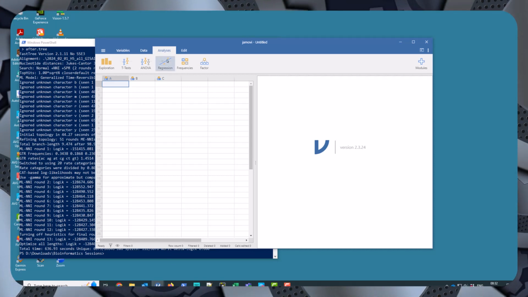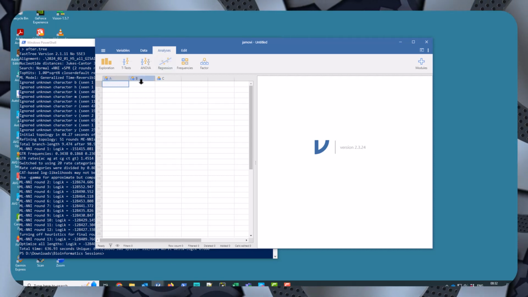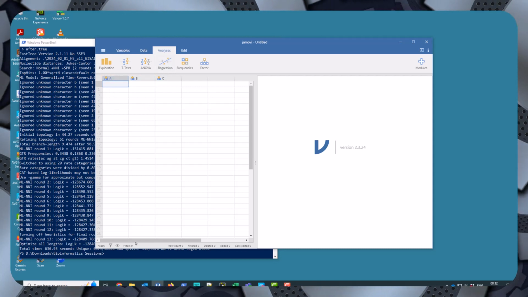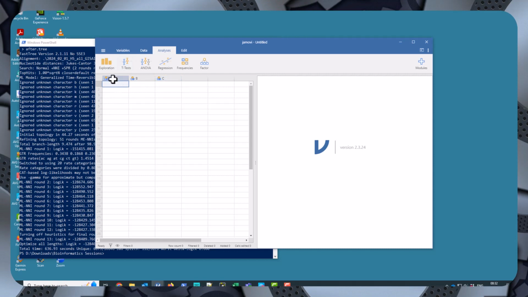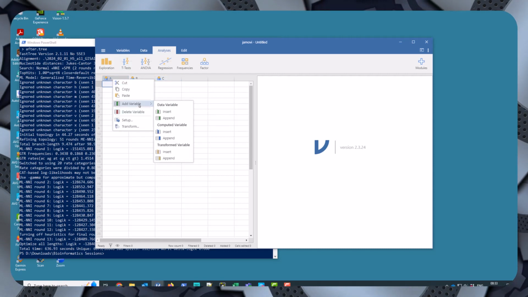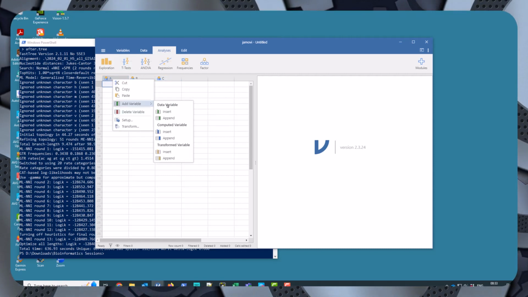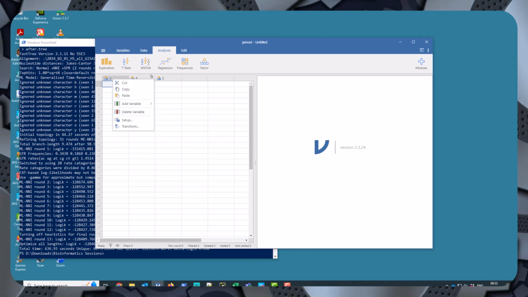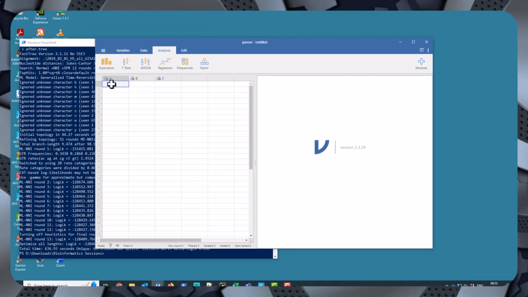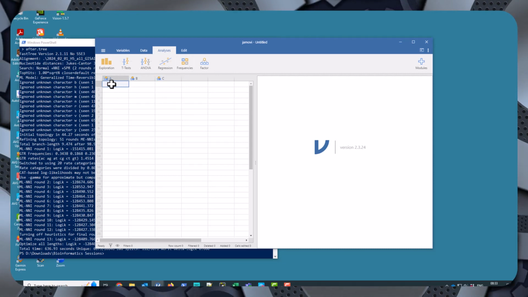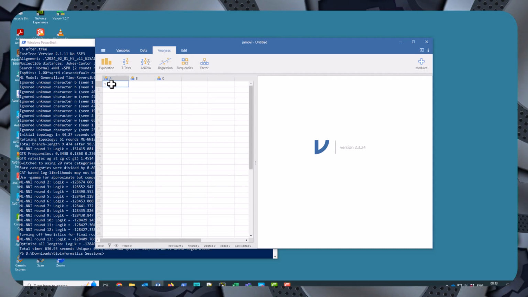So how do I want to set up this data? I've got these particular columns, so can I label them? Add variable. Computer variable, whatever. No, that's fine. Let's put in variable 1. Let's just put in whether they're healthy or not. So 1 for healthy.